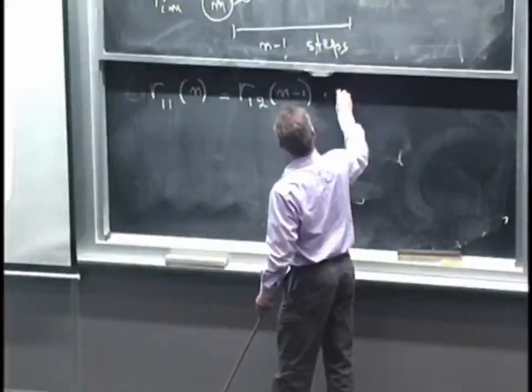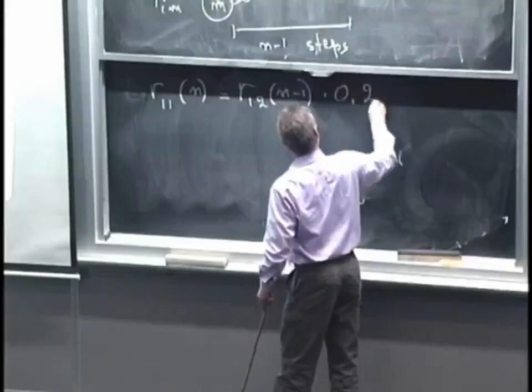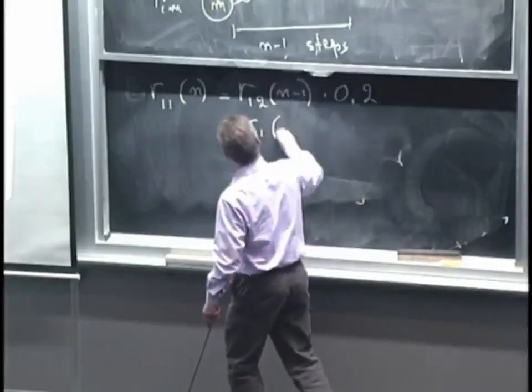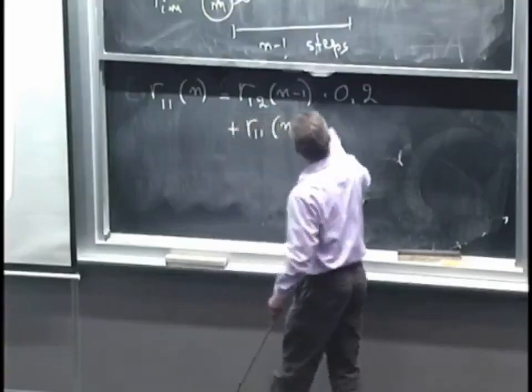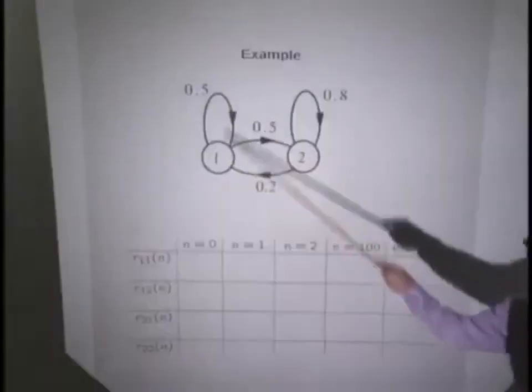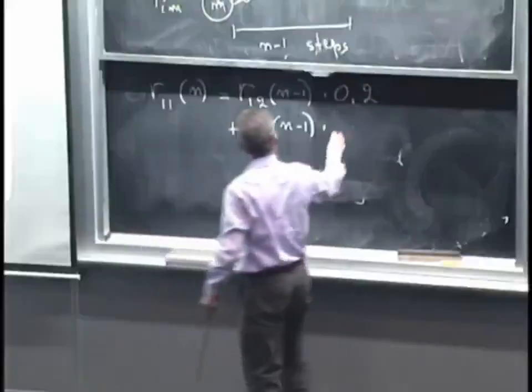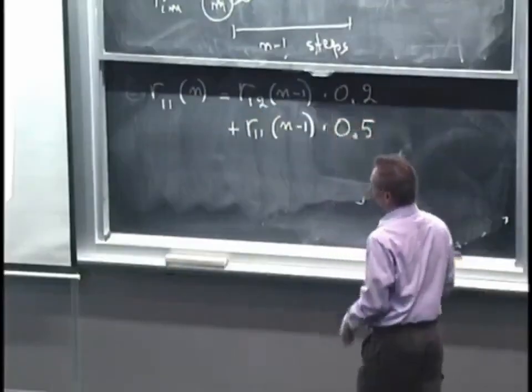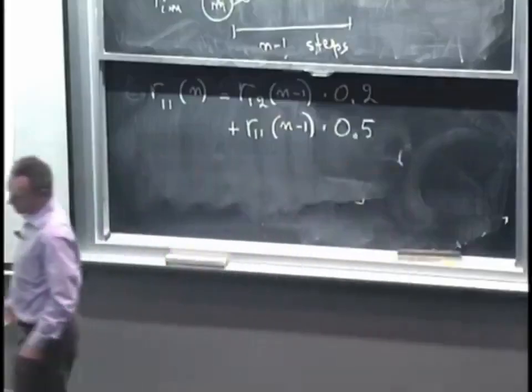0.2. And another way is that from state 1, I go to state 1 in n minus 1 steps. And then from state 1, I stay where I am, which happens with probability 0.5. So this is a recursion for R11 of n.